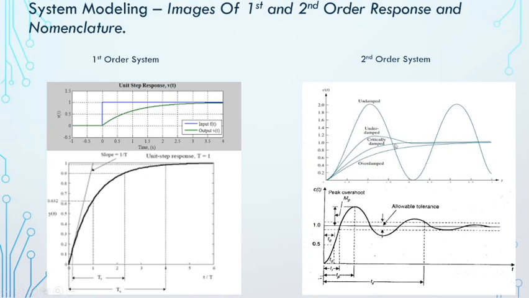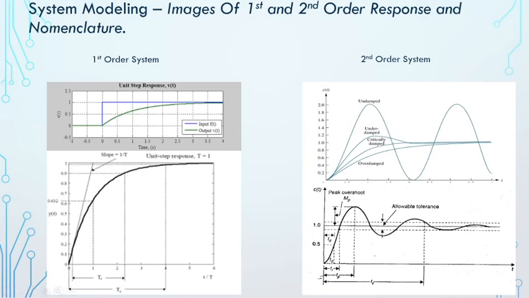Now, on the undamped system, the system never settles. In an underdamped system, you see here, this vibration doesn't settle until around this point. But for a critically damped system, it settles quickest, while an overdamped system, where zeta is greater than 1, settles the slowest.